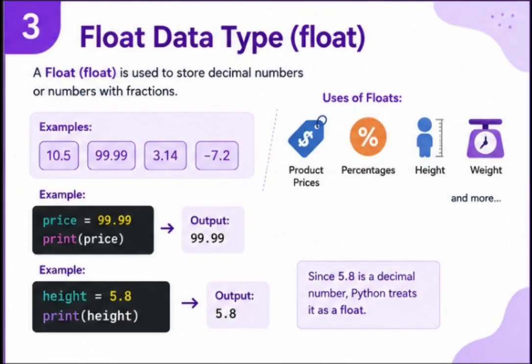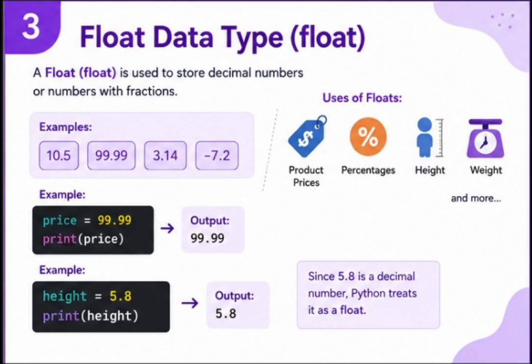Slide 3 goes like, float data type. But what happens when you need to deal with fractions or numbers that aren't perfectly whole? That's where our next data type comes in, the float. A float is used to store decimal numbers. Examples include 10.5, 99.99, the value of pi, 3.14. Python treats them as floating point variables. Let's see it in code.